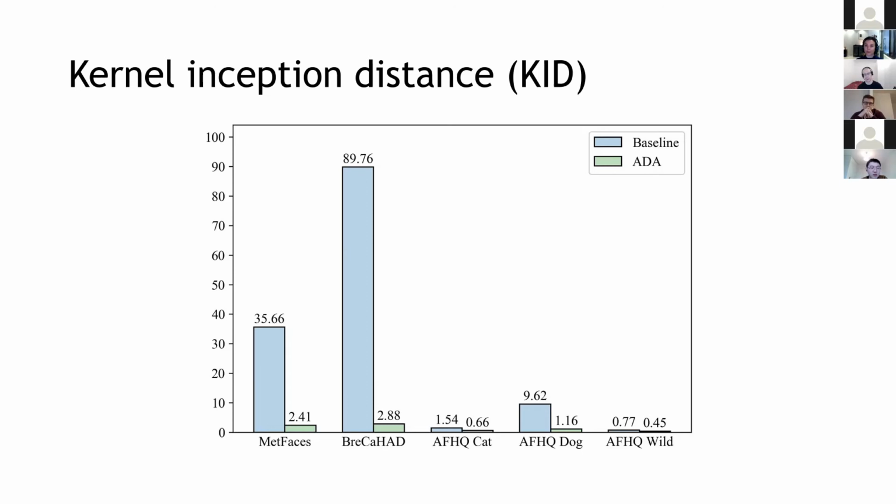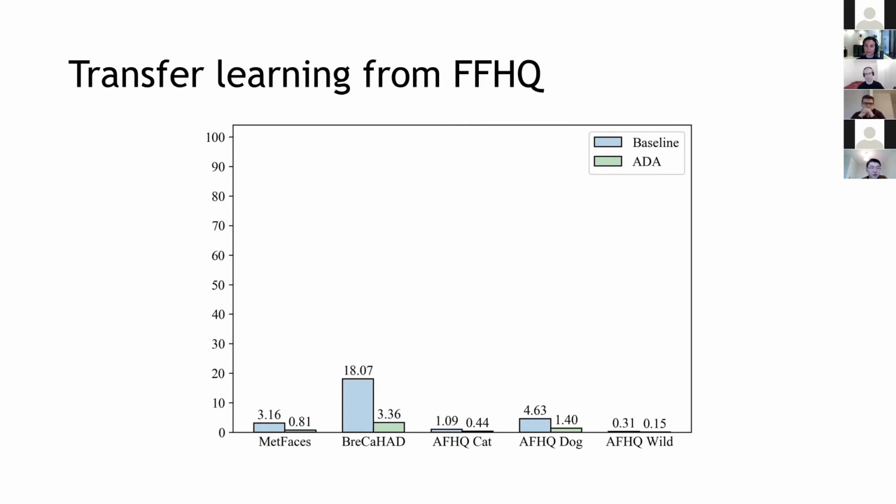We also tested with transfer learning, which improves the baseline considerably, but still ADA remains much better in all cases. Transfer learning basically means that we start from pre-trained models with some other dataset, FFHQ in this case, and then simply resume the training with the new data.